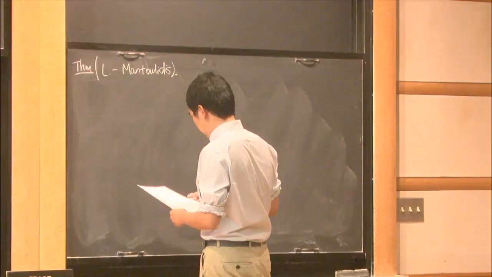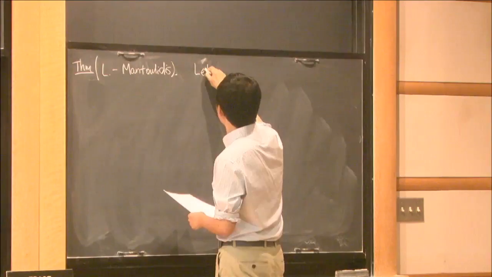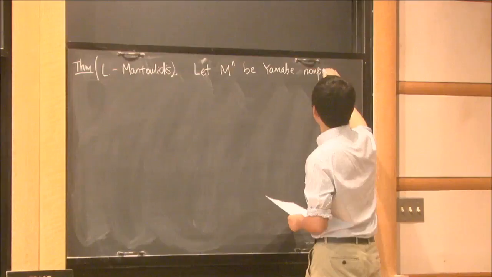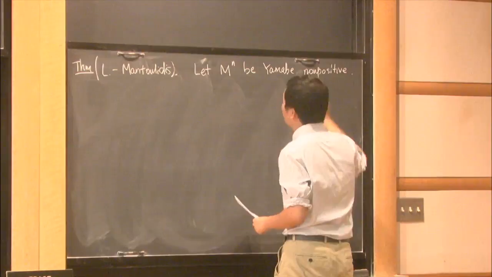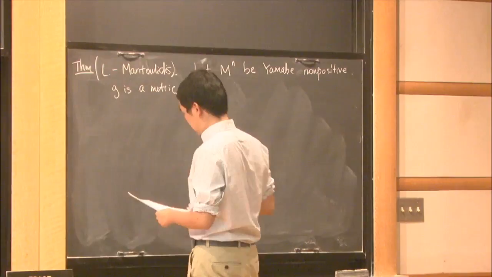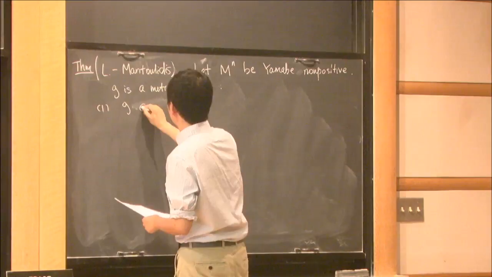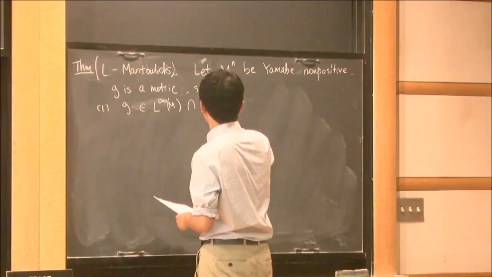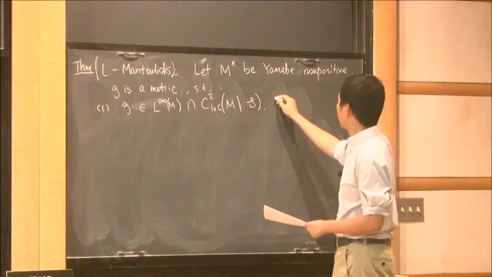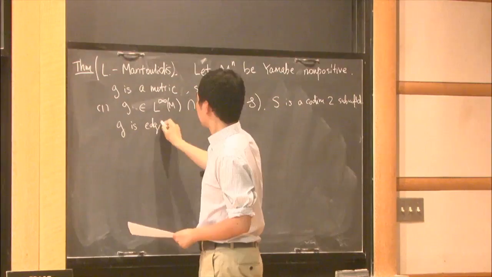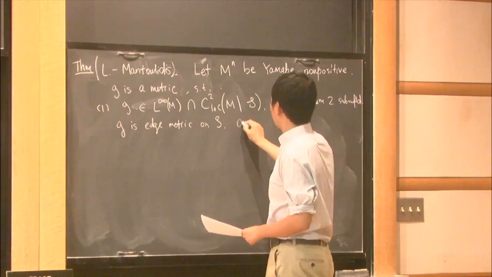So the theorem says the following. Let M be a Mabi non-positive manifold. Think of a torus. And G is a metric such that, first, G is a bounded measurable metric, and it's C2 locally away from a codimension 2 submanifold S. And G is an edge cone metric along S such that the cone angles are less than or equal to 2 pi everywhere.